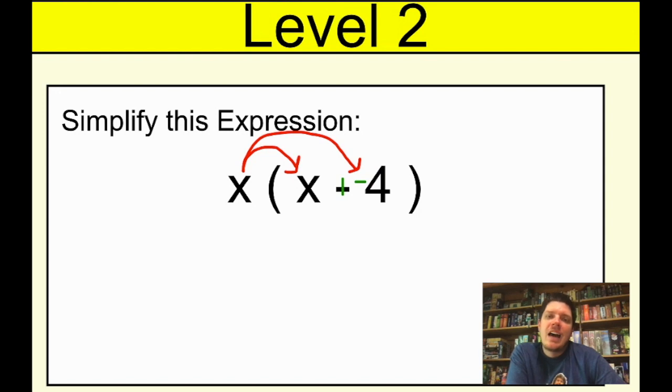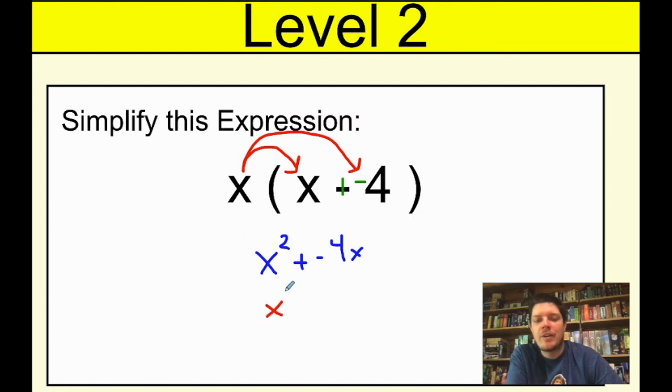All right, now we're going to multiply. X times x is x squared. That's what we were just barely saying. Plus x times negative 4 is a negative 4x. Now it's tempting. You might want to put these together and call it negative 3x squared, but don't do it. Those are not like terms. They can't combine. So this is your final answer.